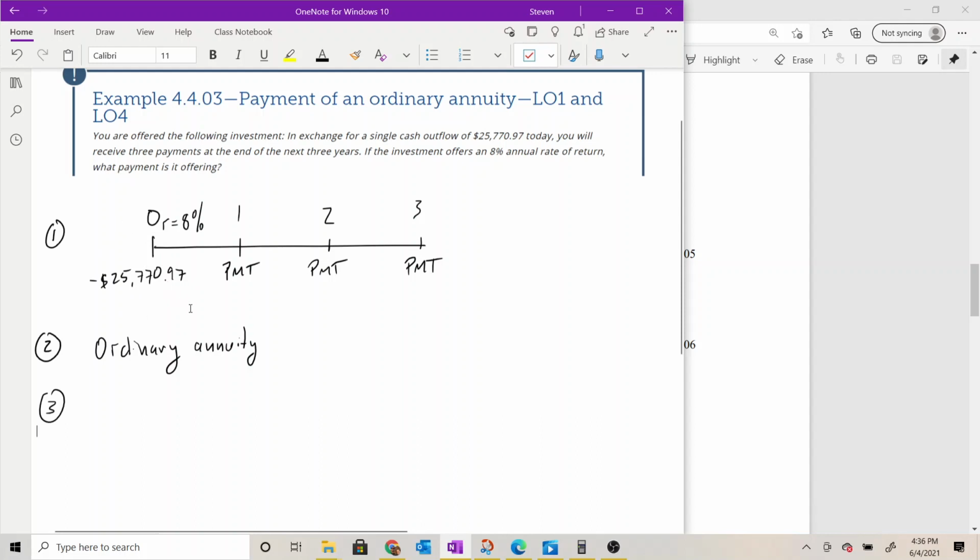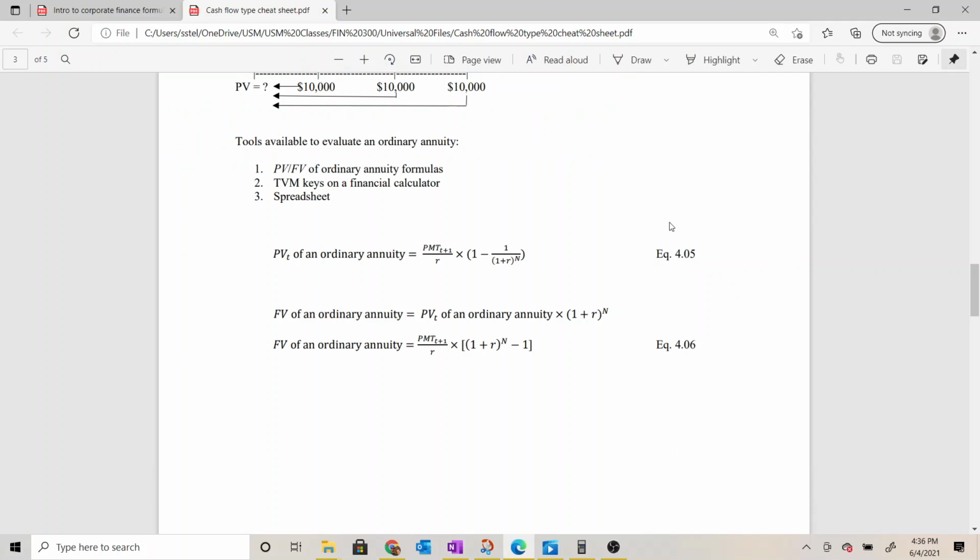You could use the future value of an annuity formula as well. In order to do that, though, you would need to convert this present value to a future value and then plug it into the formula, so it would be an extra step. We're just making our lives a little bit easier by selecting the present value of an annuity formula. All right, so the present value of an ordinary annuity formula is equation 4.05.